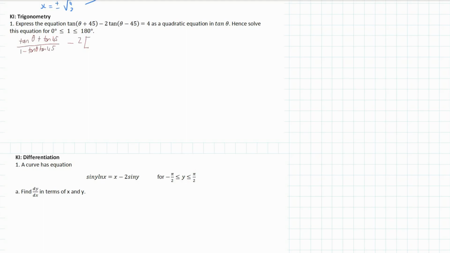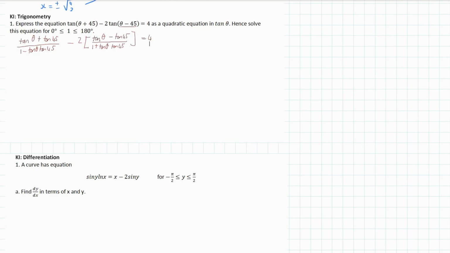I'm going to do the same thing, using the addition rule here with theta minus 45, and for that, remember we've got our formula sheet. So this is tan theta minus tan 45 all over 1 plus tan theta tan 45. Close the bracket, equals 4. Okay, so we did our first step, probably got some method mark there, and we're on our way.